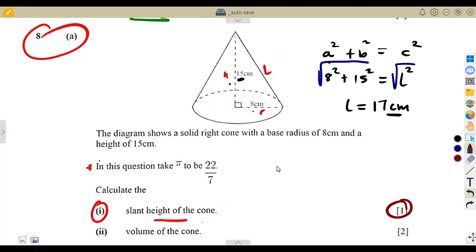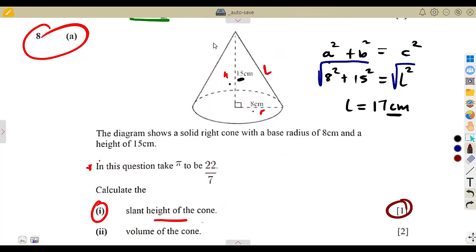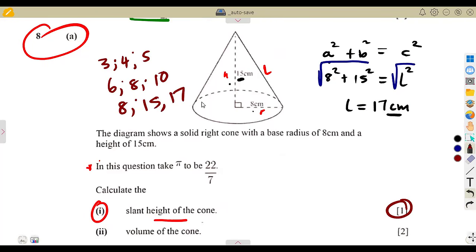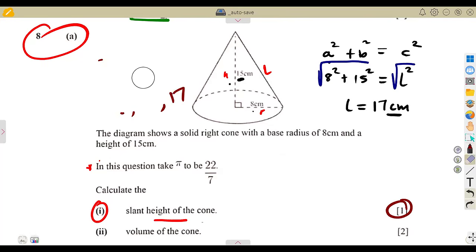As you can see, this is 1 mark, and you'll be wondering why I'm showing these: you have also got the Pythagorean triples. Knowing the 3, 4, 5 concept, these are Pythagorean triples, 6, 8, 10, the 8, 15, 17. These are some of the Pythagorean triples that you can use. If you know these, it reduces even these calculations. You can even just write an answer there. All right, so we have got the slant height there, 17 centimeters.